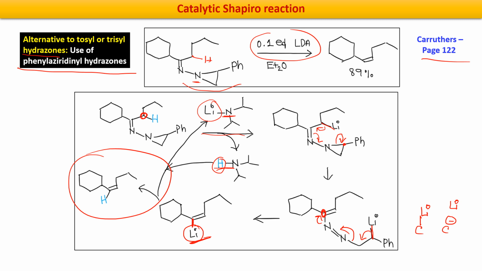So this also you can get in Carruthers page. I have mentioned it. So this is very interesting, right? Because unlike 2 equivalent, we are using catalytic amount.